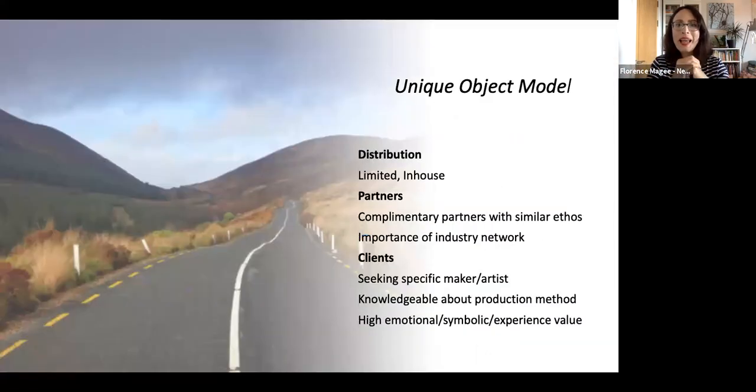The distribution would be, of course, kept in-house, limited, but the partners is where the profile, of course, becomes important, and who you partner with and where you're seen. And in those type of unique object models, the industry is very important. So the wedding industry, for example, would be very different to, let's say, the film industry. They wouldn't talk to each other.